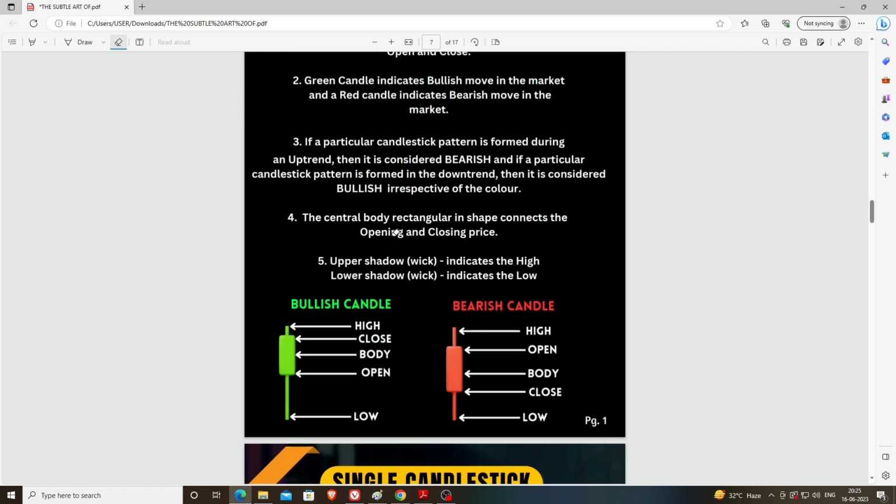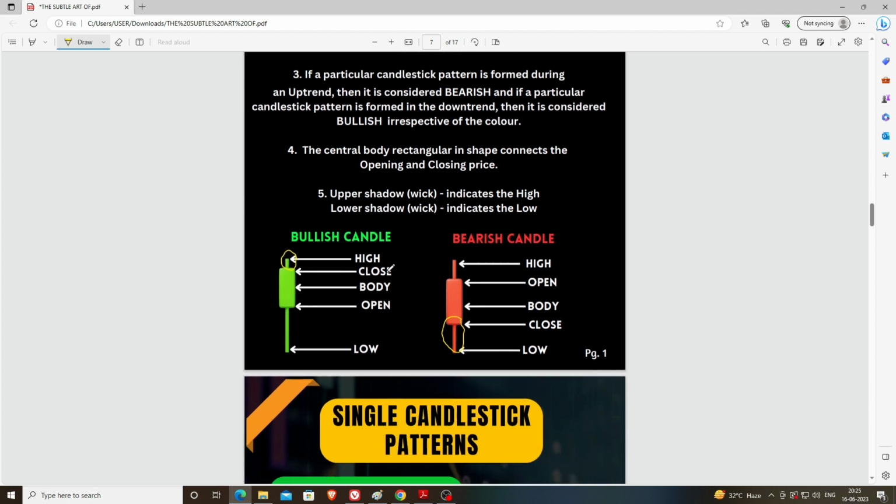Okay, so the central body is basically rectangular in shape and connects the opening and closing price. And there you can see these two parts, right? I'll show you this portion, and this portion. Okay, so these are known as shadows or wicks. This shows how much the price has gone up or down, and what the strength of the buyers and sellers is. I will explain this to you.